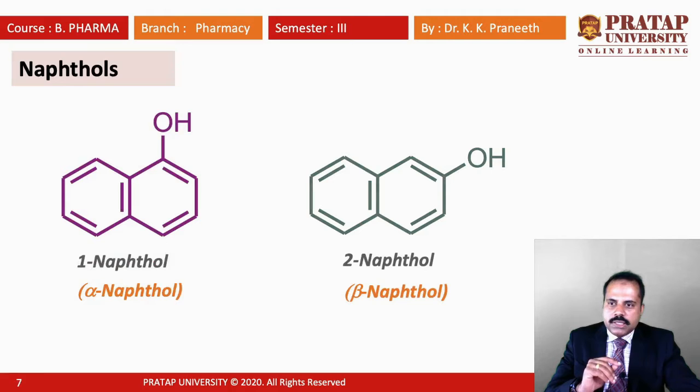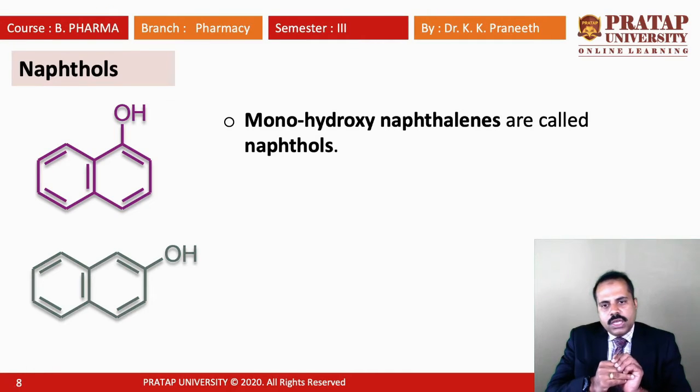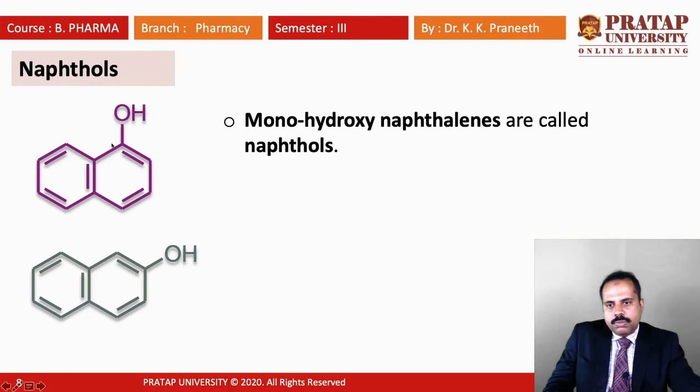Now let us see in more detail about naphthol. Monohydroxy naphthalenes are called naphthols, having 1 hydroxy group. Naphthalene having 2 hydroxy groups is not called naphthol; only one having a single hydroxy group is called naphthol. So this is 1-naphthol and this is 2-naphthol. The structures are shown here.